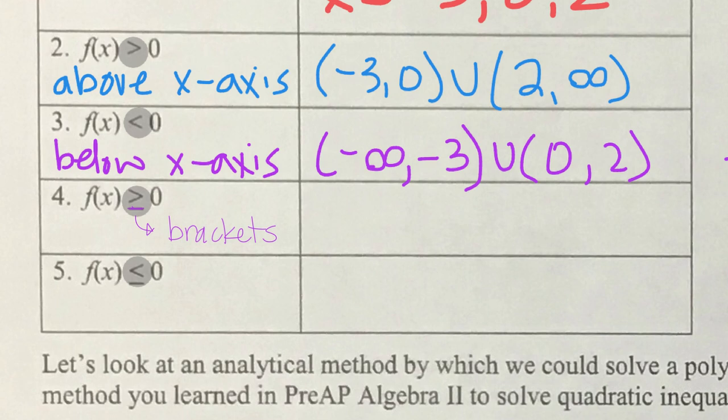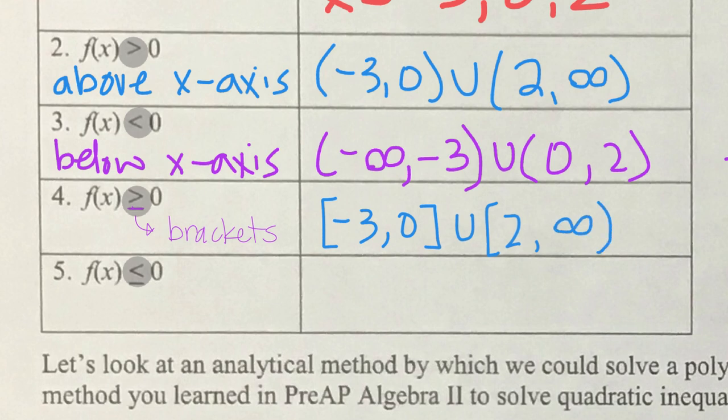So greater than or equal to 0 is bracket from -3 to 0 bracket, because it's equal to 0 at both of those places. And then again, from 2 bracket to infinity, parenthesis. Right? Your infinities will always have parentheses, but because it says equal to, now we have brackets making our interval rather than parentheses. Okay, and a similar thing for below, less than, or equal to, is we're going to have brackets also, except for infinity. Infinities always get parentheses.